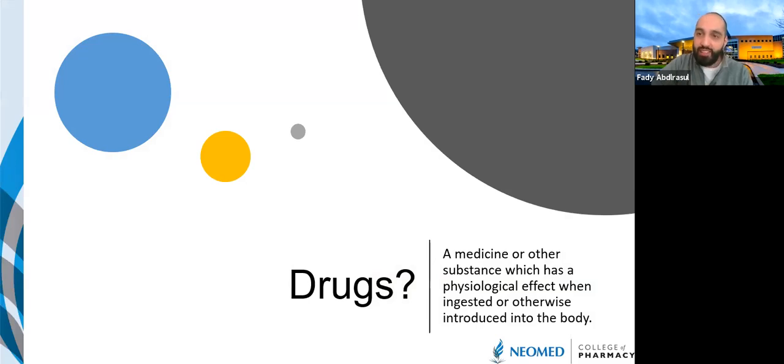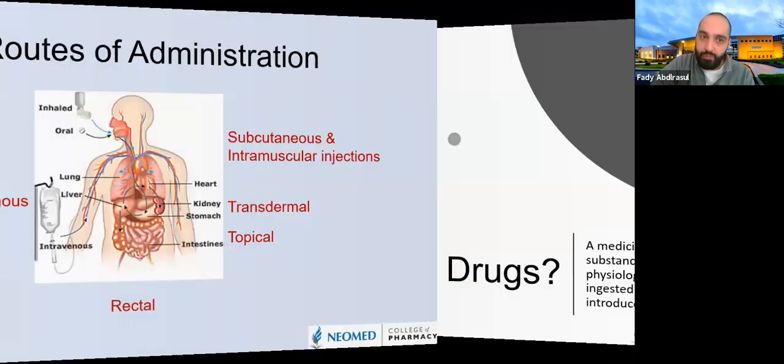So this is a definition of a drug, right? It's a medicine or other substance which has a physiological effect when ingested or otherwise introduced into the body. So this could include prescription medications, over-the-counter medications, and illicit street drugs as well. It has a physiological effect, so it affects your body's physiology whenever it's ingested. That is the technical definition of a drug.